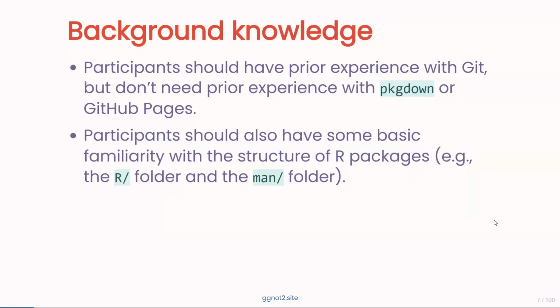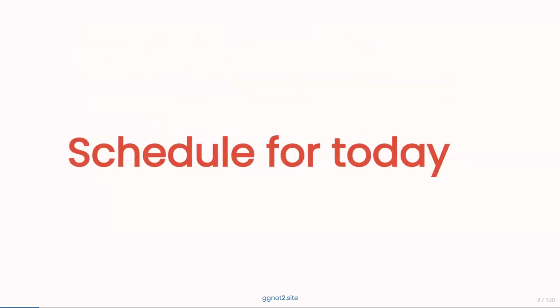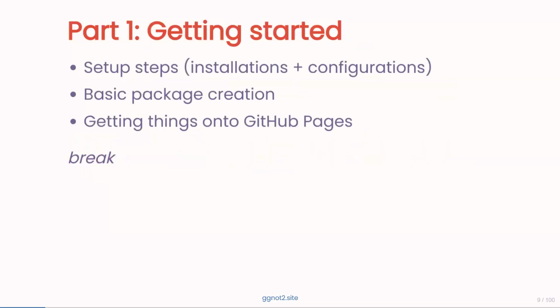In terms of how you'll get the most out of this workshop, hopefully you have some prior experience with Git, but you don't need any prior experience with pkgdown or GitHub Pages. Ideally, you'll also have a basic understanding of how R packages work. You don't have to be a super expert R package developer, but if you've seen the back end of an R package before, you should be able to follow along with everything we talk about today. If you have any questions, feel free to pop them in the chat whenever. For the stuff we're going to talk about today, we're going to split things up into 3 parts.